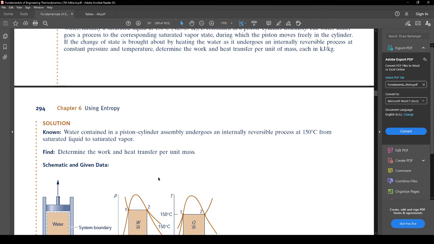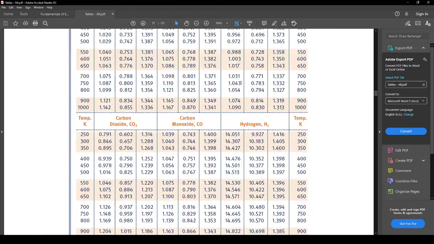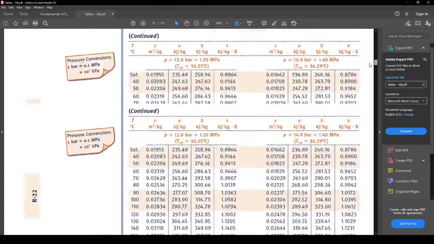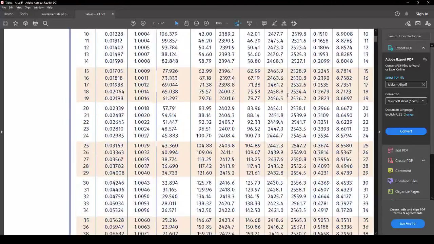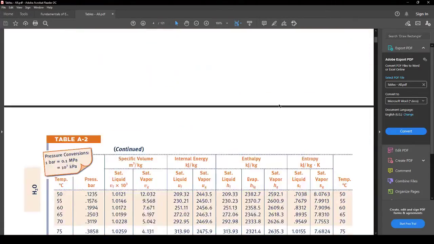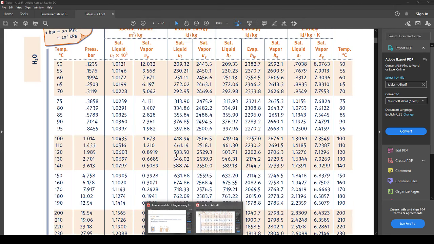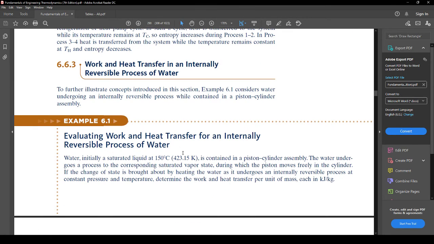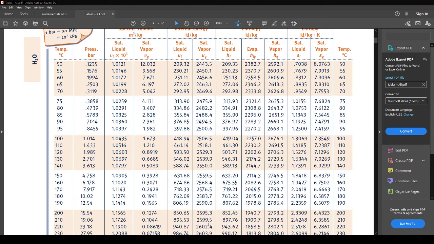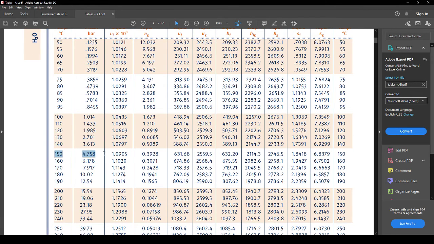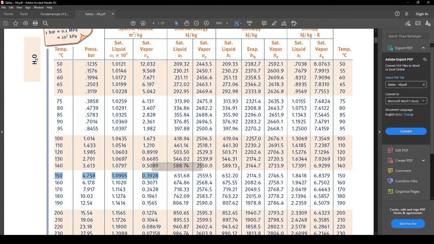So, let's go over here to the tables and let's go to water. So this should be water, and we are at 150 degrees C, if I recall. 150 C, okay. So we're going right to here. All right. So here are where we are. So we need to grab a bunch of values here. And that doesn't mean we're going to need them necessarily. It just means that we're going to take them in case, right?